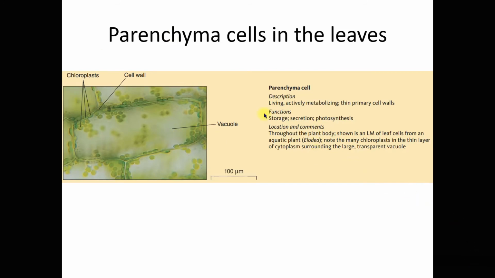So parenchyma cells in the leaves, they are living, actively metabolizing, and have thin primary cell walls. Yes, the same goes for the other parenchyma cells. So the function of parenchyma cells, for storage of food, starch, what else, oil droplets, banyak lagi. Secretion, because since they store oil, they can secrete oil as well, like wax, for example. And for photosynthesis, obviously, because they have chloroplast.